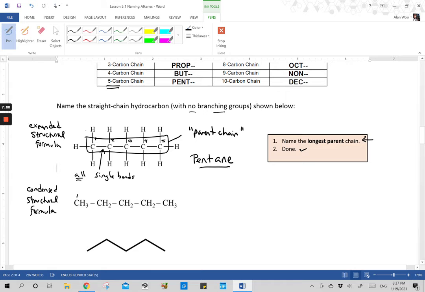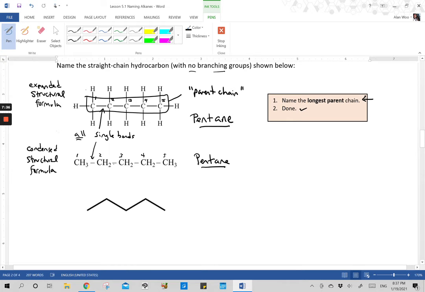So the bond in between is still a single bond. It's understood that even though the H is in the way, this carbon is still attached to this carbon. So the first carbon is attached to the second carbon, attached to the third, attached to the fourth, attached to the fifth. So again, there are 5 carbons, so the prefix is pent. And every single bond is a single bond, so it's pentane again. It's just in a different form.